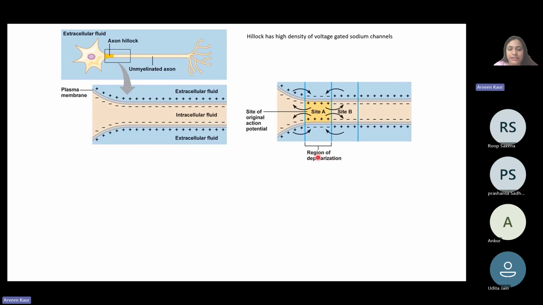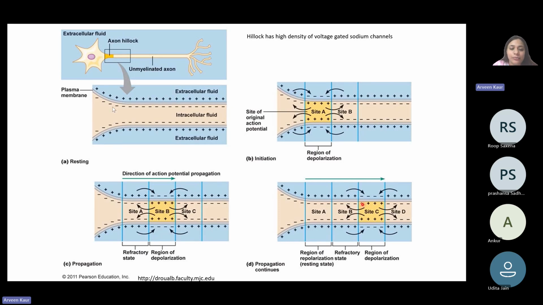So if this is the site wherein it was generated, that is site A, then this will have the region of depolarization, and the region next to it on both sides will be normal, right? But what will happen is that a direction will be chosen initially. So this will be the direction of action potential propagation. Now, in this case, why is it moving forward? Because over here the channel density might be closer to the channel density in the axon hillock, while over here maybe the channel density is very, very sparse, right? So that is why it will proceed in one direction, and similarly, it will keep on going in that direction.